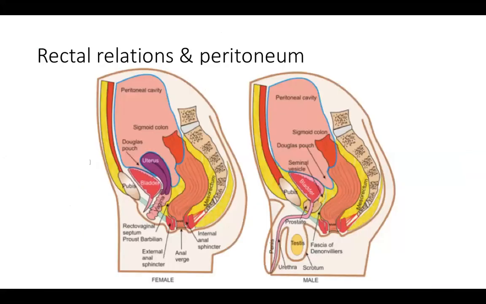So the relationships, we are all aware of what we were talking about. Anteriorly, yes, there will be peritoneum, and depending upon whether it is a male or female, anteriorly would be the prostate, seminal vesicles, bladder, or in females, the uterus and vagina.